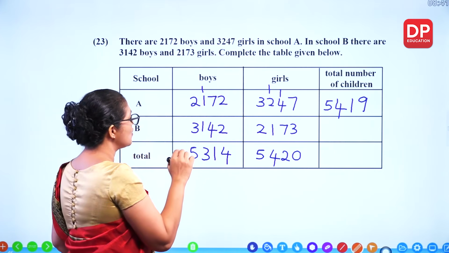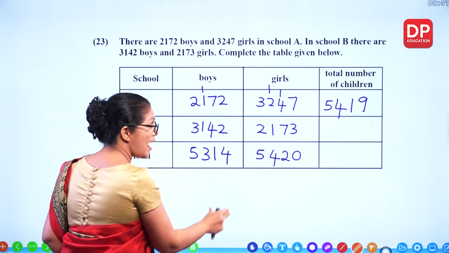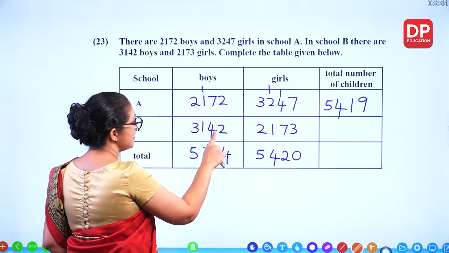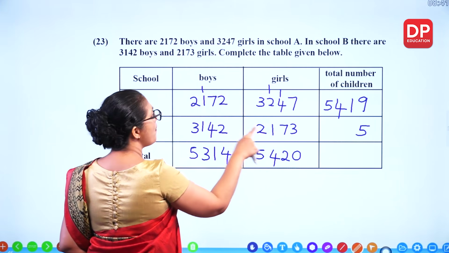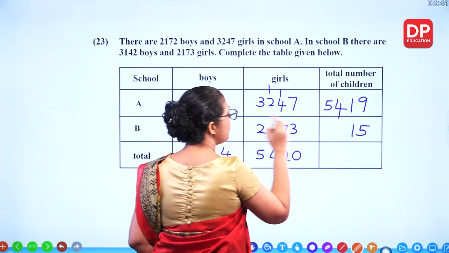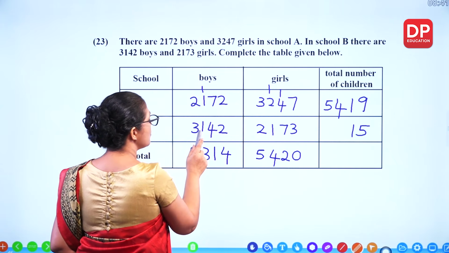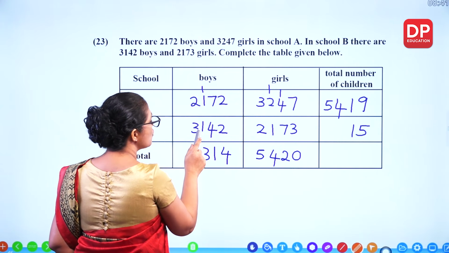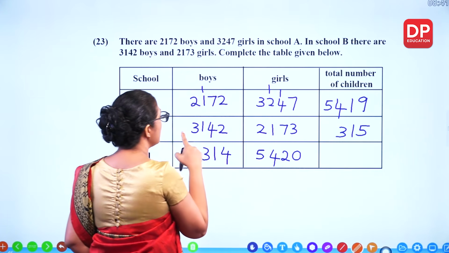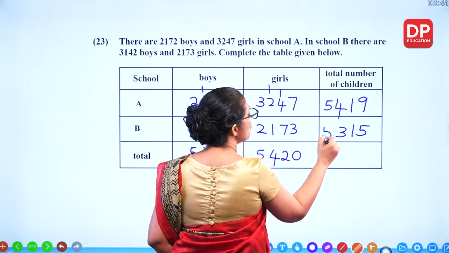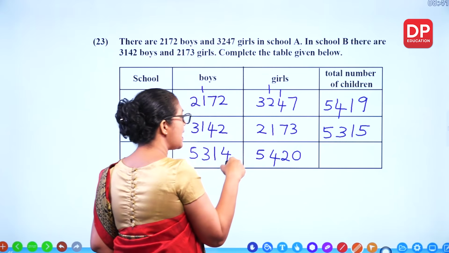Try to add this way. If you can't, you write as a column and add. 2 plus 3, 5. 4 plus 7, 11. Put 1 and take 1 to the hundreds place. So 1 plus 1, 2. 2 plus 1, 3. And 3 plus 2, 5. Now we'll add it and see.